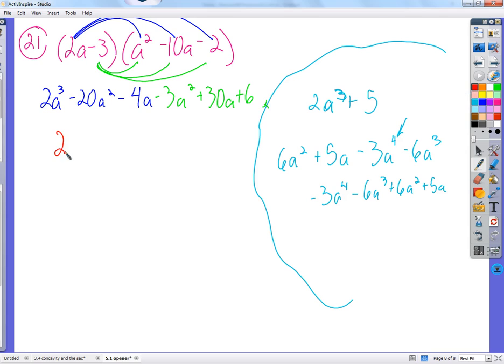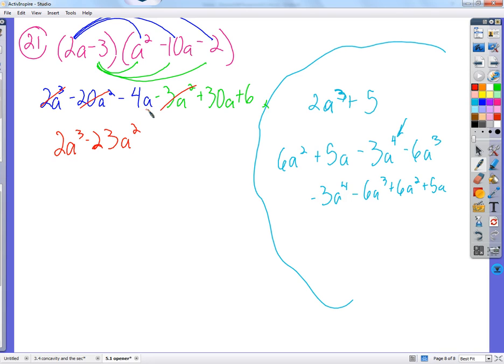Got 2a cubed. There's no other cubes, okay? So it's nice, especially when these get like maybe 3 terms, times another 3 terms, they get to be really long. I like to cross them out as I go to make sure I've got them. Got all the a cubes. Okay, so there's an a squared, and that's it. There's only 2 a squared terms. We put them together, we get negative 23a squared. Those are done.